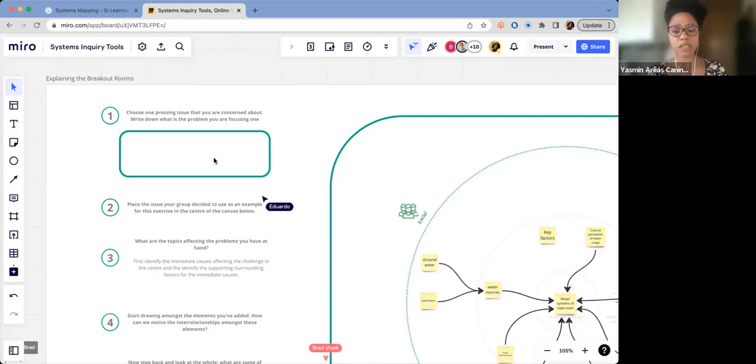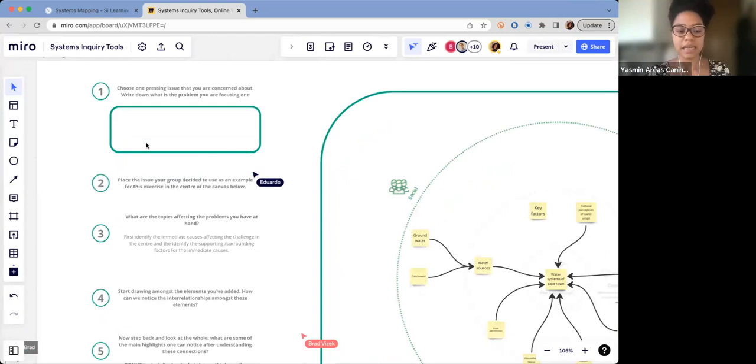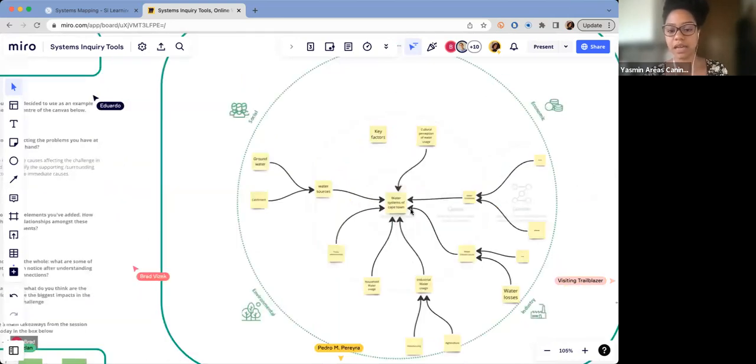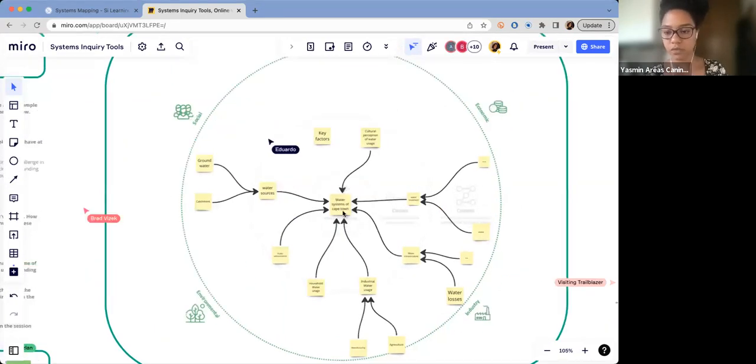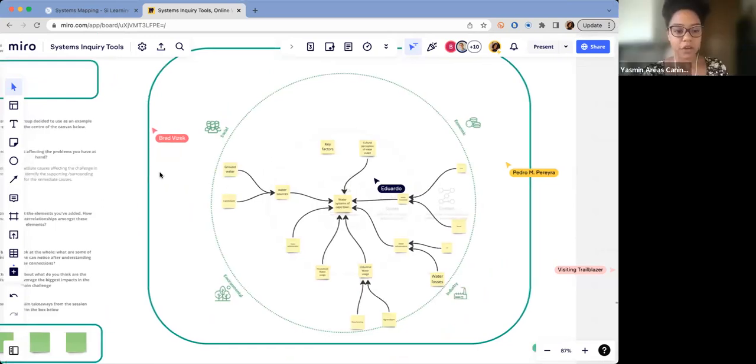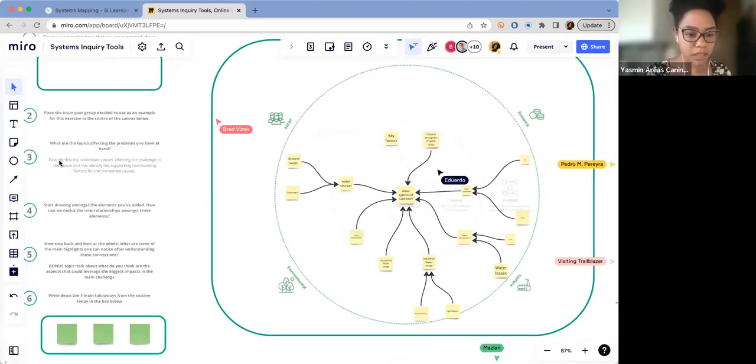So first select the challenge, and then the second step is to place the issue in the center of the canvas. So you have the canvas here, and then you have the first circle, right? So you put here the challenge. For this example it is the water system of Cape Town, right? You can choose whichever example you want, okay? So you first put it here in the middle, and then the third part is what are the topics affecting the problem you have at hand?